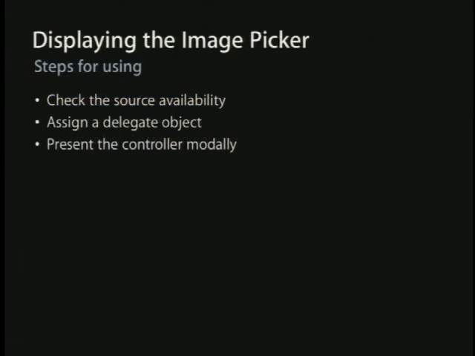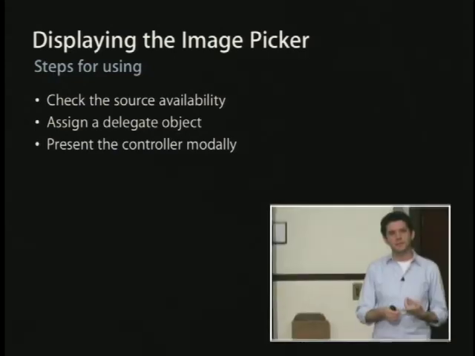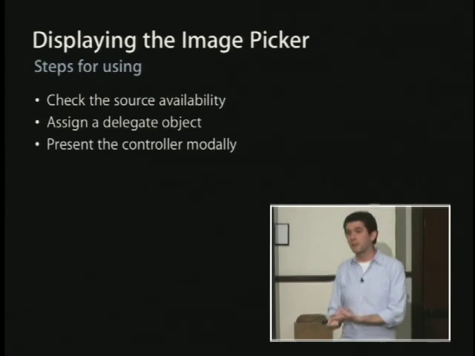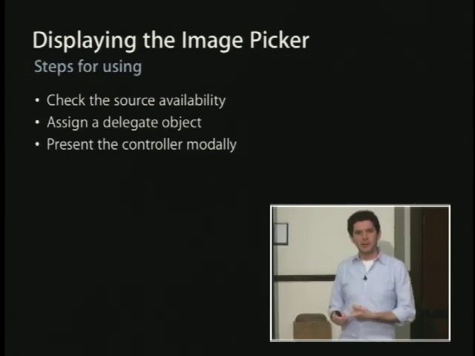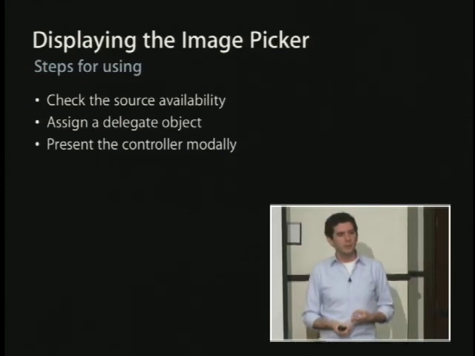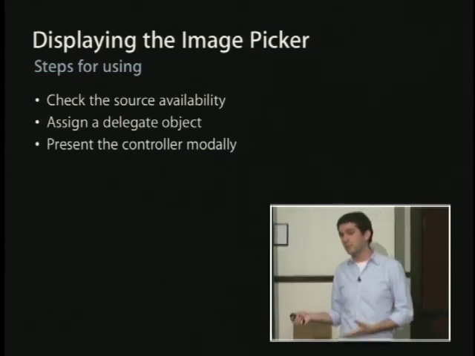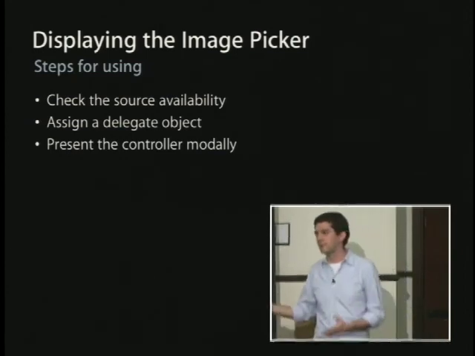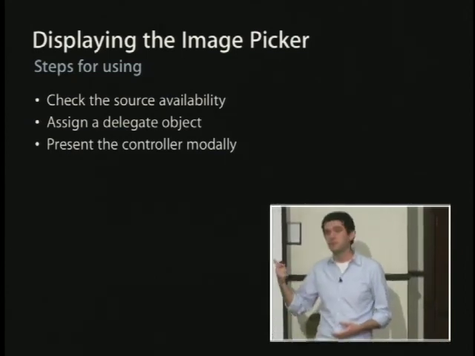So there's really only 3 things you have to do to use this. The first thing is you want to check to see if the source that you're interested in is available. Some devices don't have a camera. iPod Touch doesn't have a camera. Some devices don't have a video camera. Only the iPhone 3GS has a video camera. So if you're interested in a particular type of image or asking the user for a particular source, you first want to verify that that source is available. And there's some API that we'll look at that lets you do that.